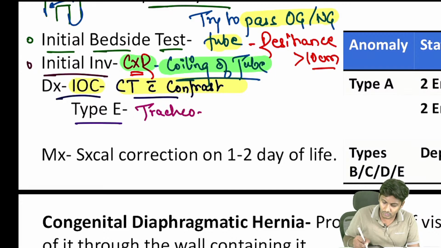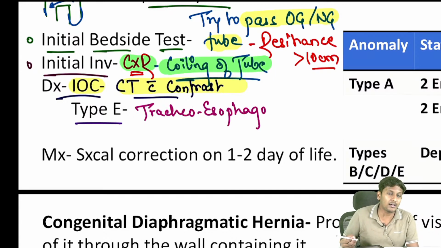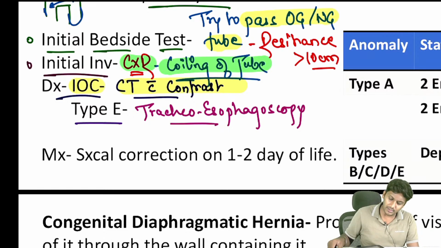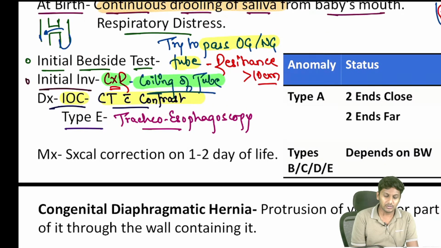That means you pass an endoscope inside the trachea and the esophagus and you look for a fistula, presence of fistula. That is called as tracheoesophagoscopy. So the investigation of choice for type E esophageal atresia and a fistula will be tracheoesophagoscopy. No issues with this, anybody?